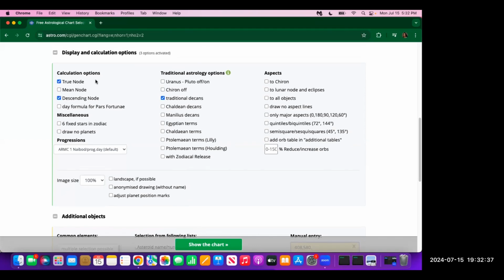So that's it for this section. And if you want to play around with any of this from time to time, you're more than welcome to, but I only use these 3 settings.